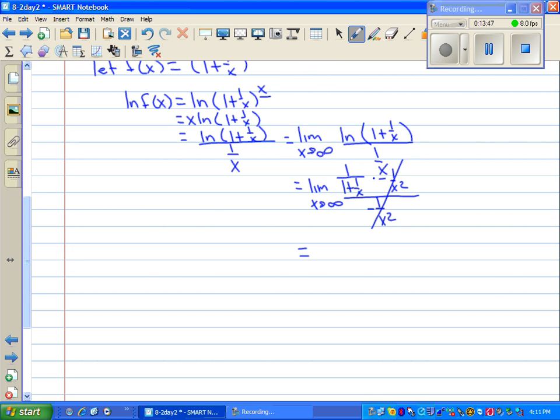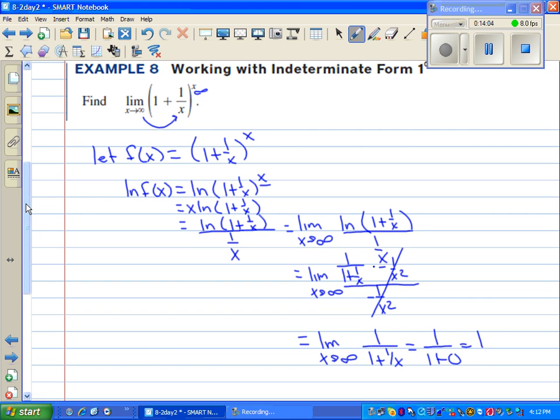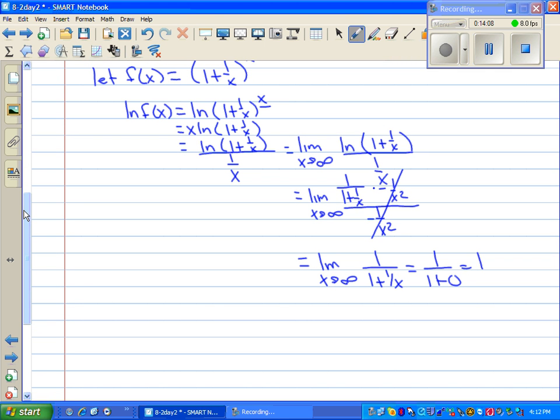What do we have? We have the limit as x approaches infinity of 1 over 1 plus 1 over x. Now, if you plug infinity into x in this case, we have 1 over 1 plus 0, which the answer is 1. But that's not the answer to the original function. That's the answer to the natural log of the function. So then we write, well, the natural log of f of x, that is the limit as x approaches infinity, is equal to 1.